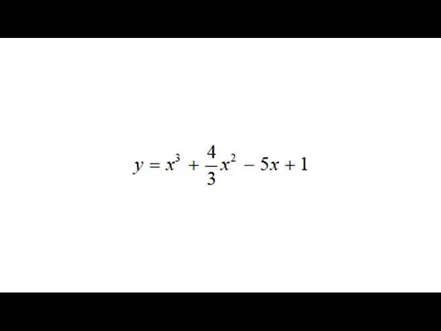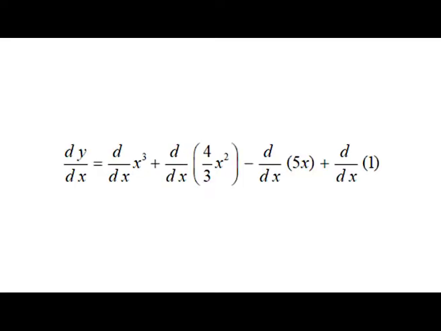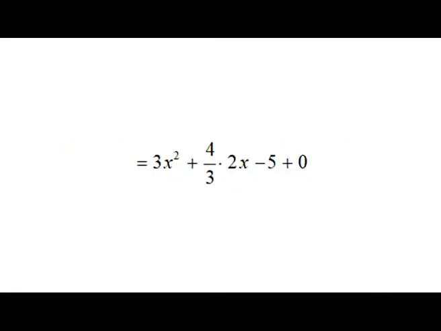As an example, let us find the derivative of y equals x cubed plus 4/3 x squared minus 5x plus 1. dy/dx equals d/dx of x cubed plus d/dx of 4/3 x squared minus d/dx of 5x plus d/dx of 1, which is equal to 3x squared plus 4/3 times 2x minus 5 plus 0, which is equal to 3x squared plus 8/3 x minus 5.